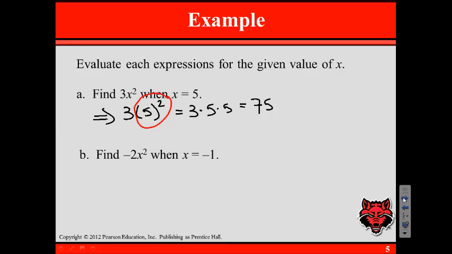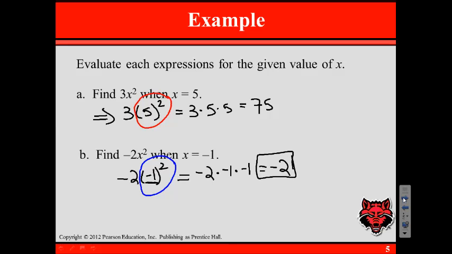In the next example, find negative 2x squared when x equals negative 1. So we replace x with negative 1. And similar to the example on the last page, the entire term negative 1 is being taken to the 2nd power. So that negative sign will be repeated. This can be rewritten as negative 2 times negative 1 times negative 1, which will reduce to negative 2.